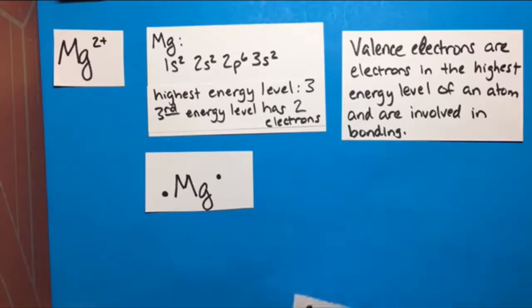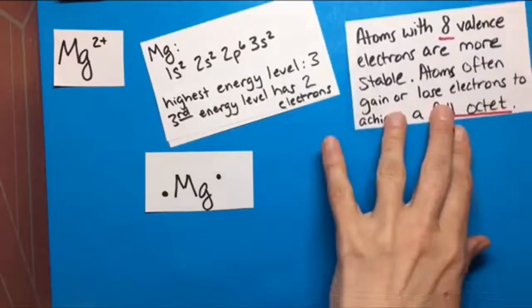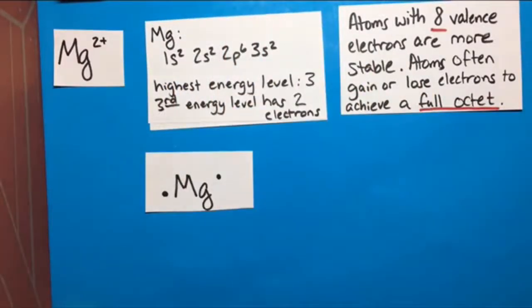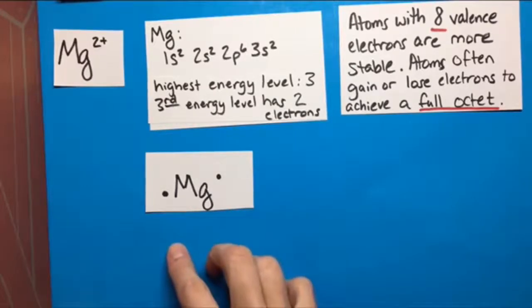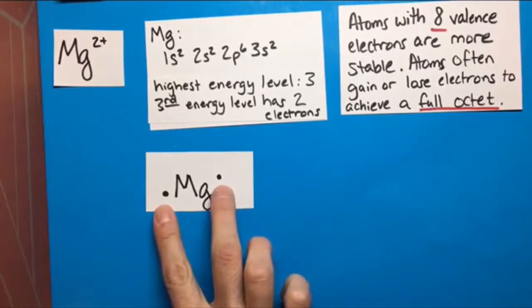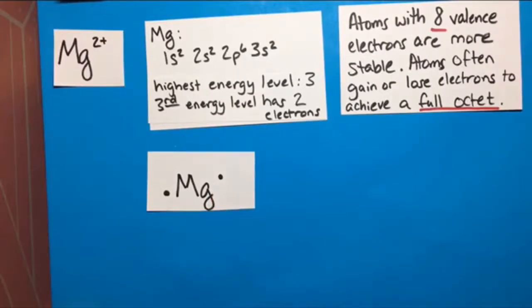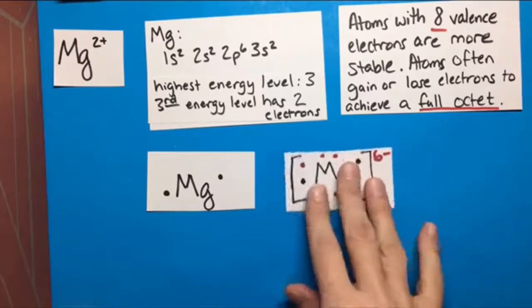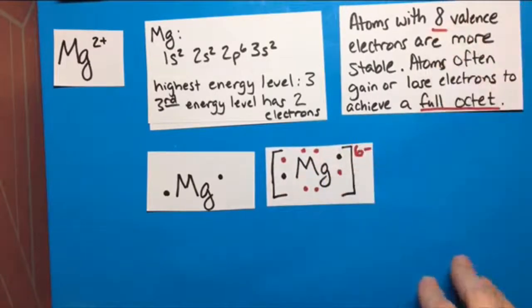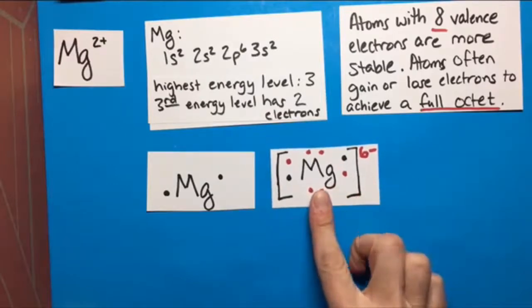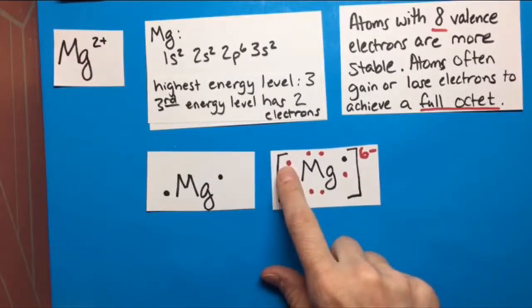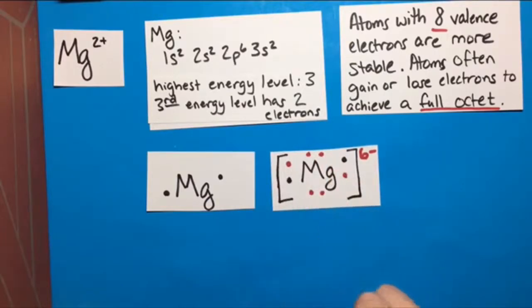Now, atoms with 8 valence electrons are more stable than other kinds of atoms. And so atoms often gain or lose electrons to achieve a full octet. So how can magnesium achieve a full octet? Well, right now magnesium just has 2 electrons in its valence shell. We could add 6 electrons to get up to that magic 8 number. So here I have a magnesium ion with a charge of -6 because I added 1, 2, 3, 4, 5, 6 negatively charged electrons to the electron configuration.